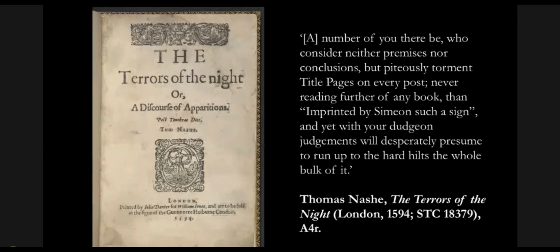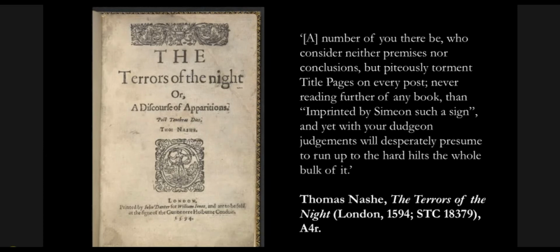Nash writes, "A number of you there be who consider neither premises nor conclusions, but piteously torment title pages on every post, never reading further of any book than imprinted by Simeon such a sign, and yet with your dudgeon judgments will desperately presume to run up to the hard hilts the whole bulk of it."